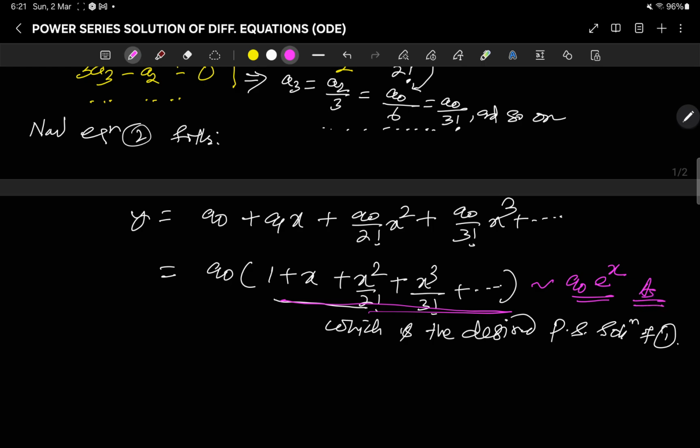That means while we write a power series solution here, the series must converge to a function. We don't bother about the function. We just leave here that this is the answer.